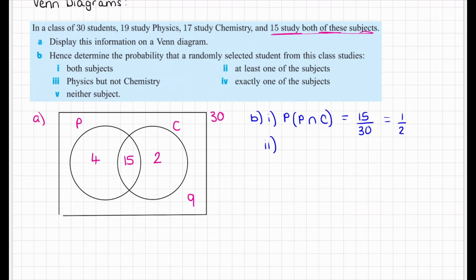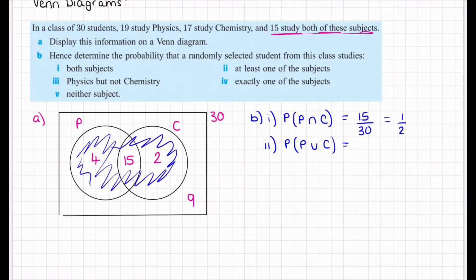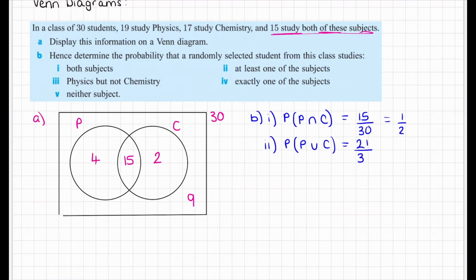2, at least one of the subjects. So if it's at least one of the subjects, we want the probability of it being physics or chemistry. Now, physics or chemistry is all of the circle parts, including the intersection. If we add all that up, we get 21 out of 30, which is 7 out of 10.